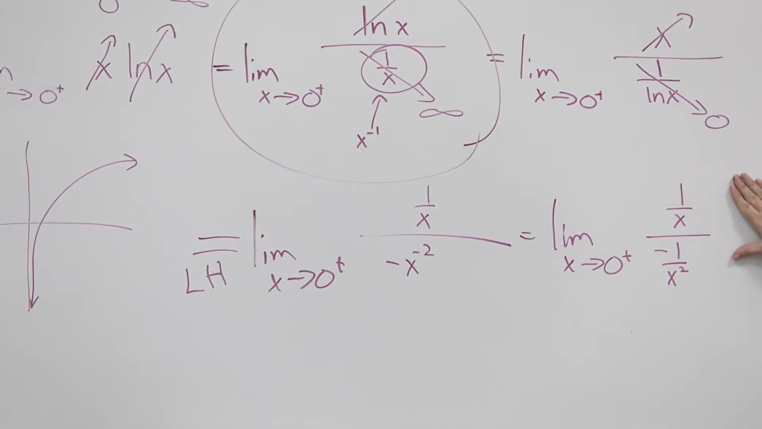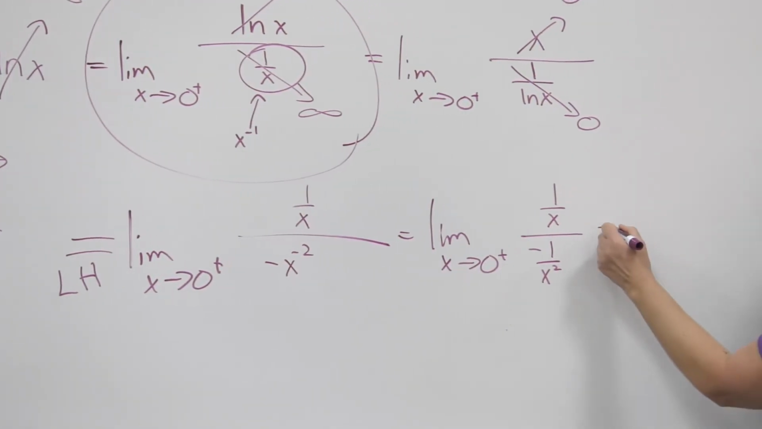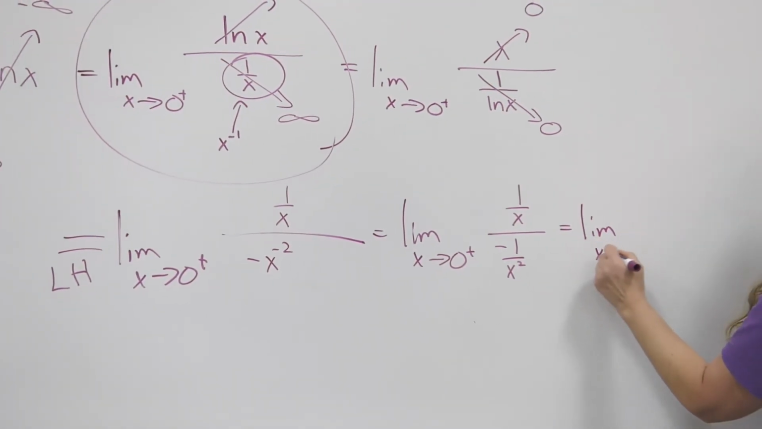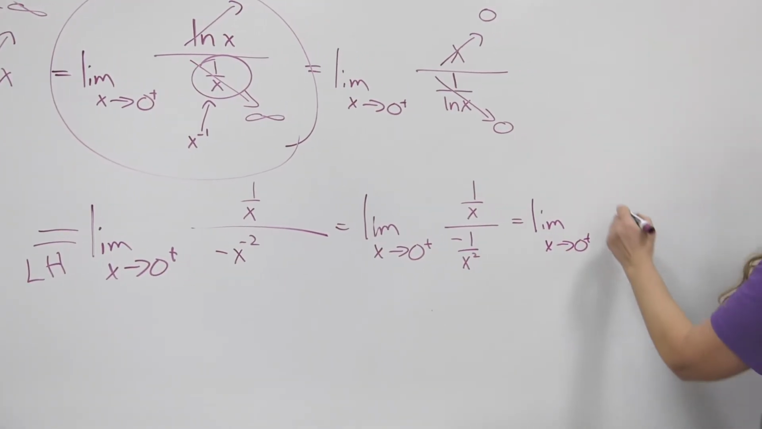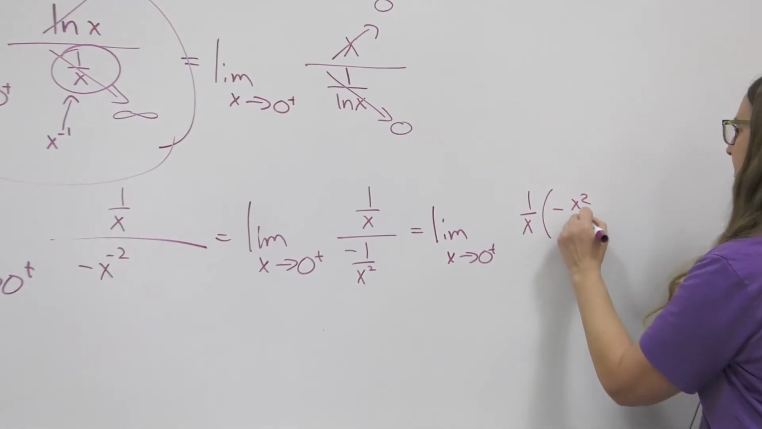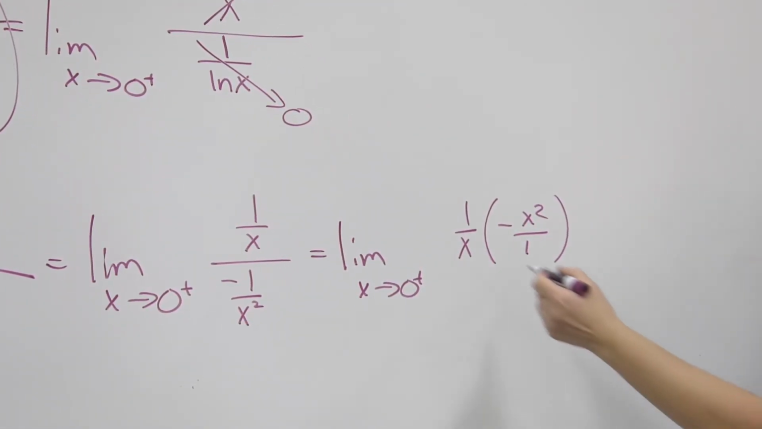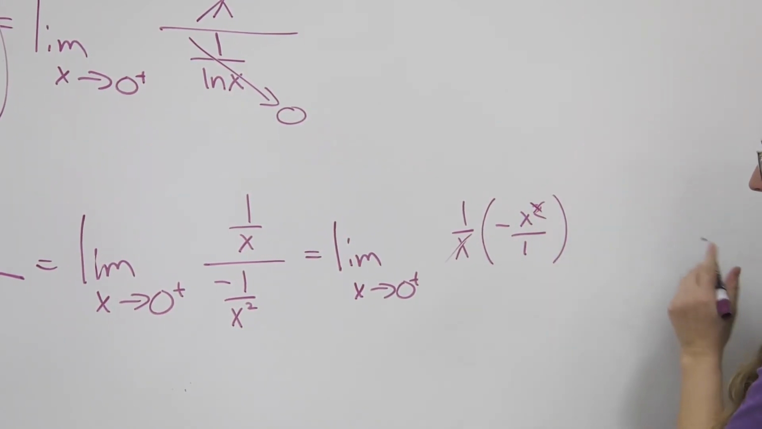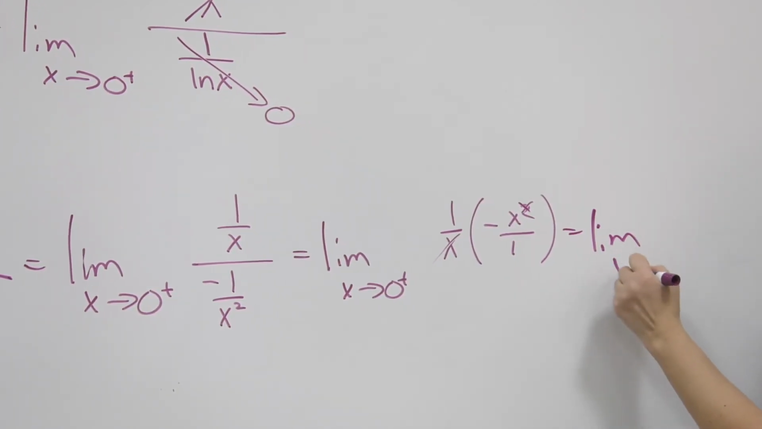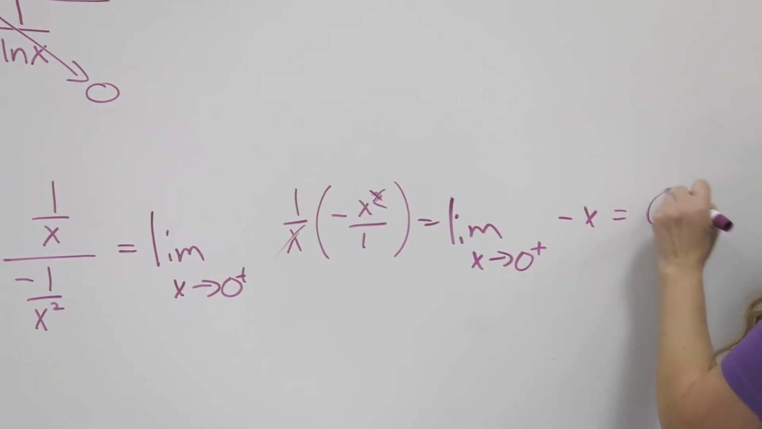But now I can do this algebra because I'm dividing by a fraction, so I'm just going to flip and multiply. So this is the limit as x goes to 0 from the positive side of 1 over x times negative x squared over 1. I can cancel an x. So we've got the limit as x goes to 0 from the positive side of negative x, which is just 0.